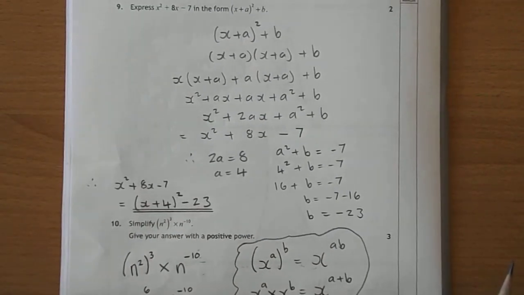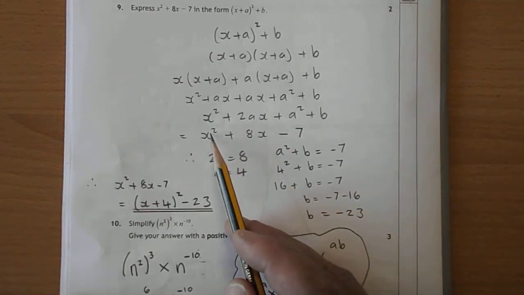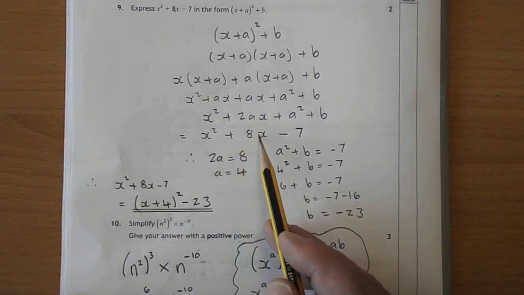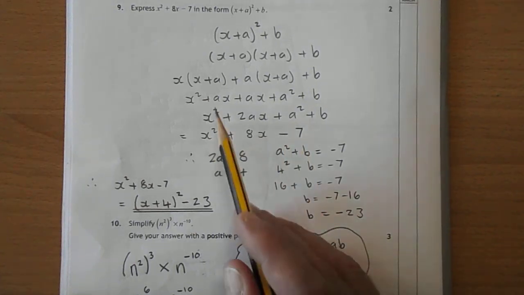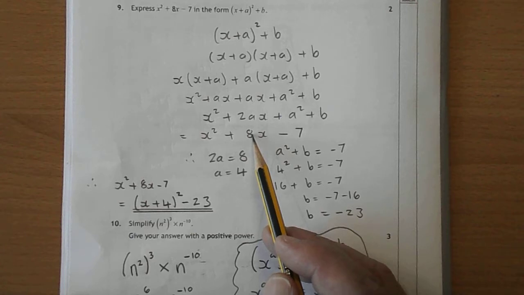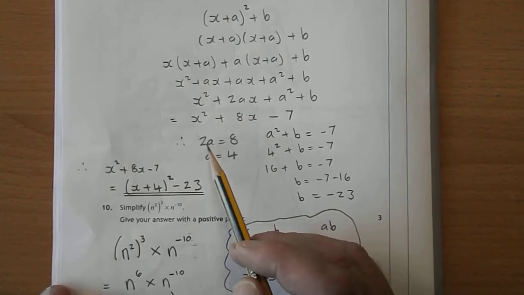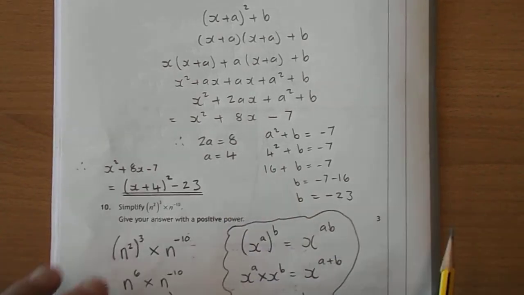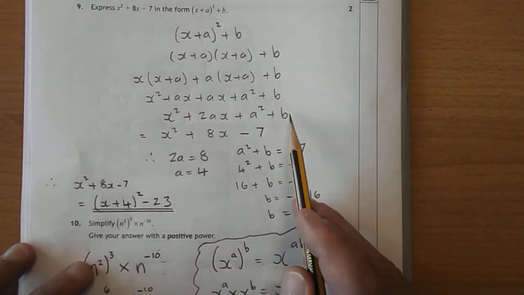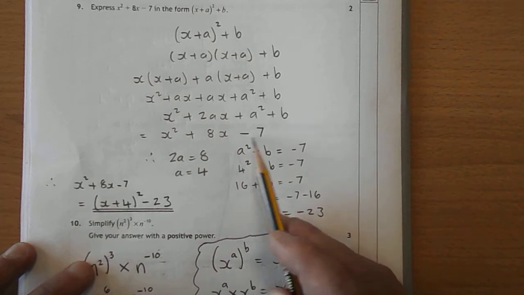Okay, and I'm just going to write below what you have to compare it to. X squared plus 8x take 7. Now, comparing things, 2a has to be 8 or it just won't work. Okay, 2a has to be 8, so a would have to be 4. Looking at the very end here, a squared plus b has to be minus 7.